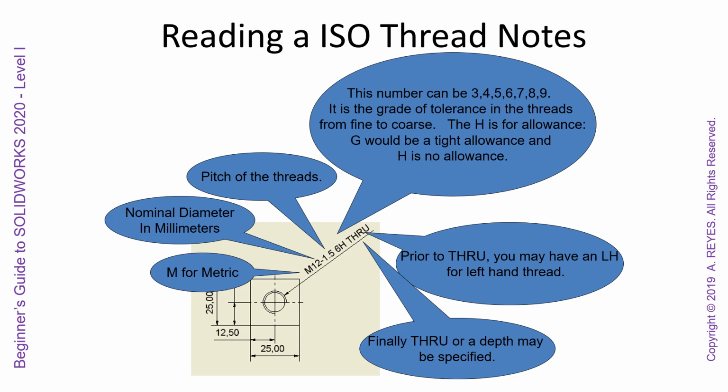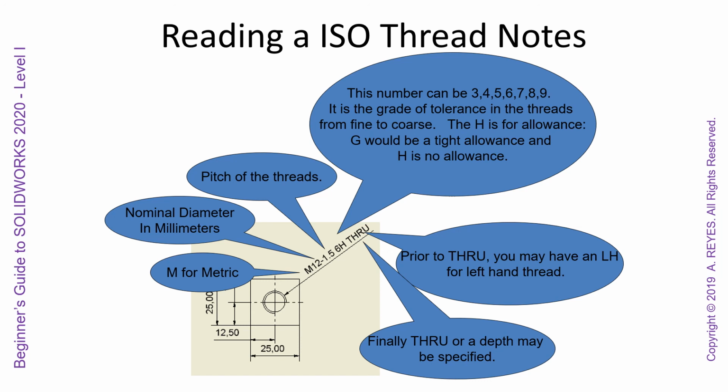ISO thread notes, so we can see M is for metric. Then we have our nominal diameter in millimeters, so 12. Our pitch of the threads. If you remember from chapter 3, we actually learned how to put in pitches on our threads. The 6H, so this number can be 3, 4, 5, 6, 7, 8, 9. It is the grade of tolerance in the threads from fine to coarse. The H is for the allowance. G would be a tight tolerance, and H is no allowance.